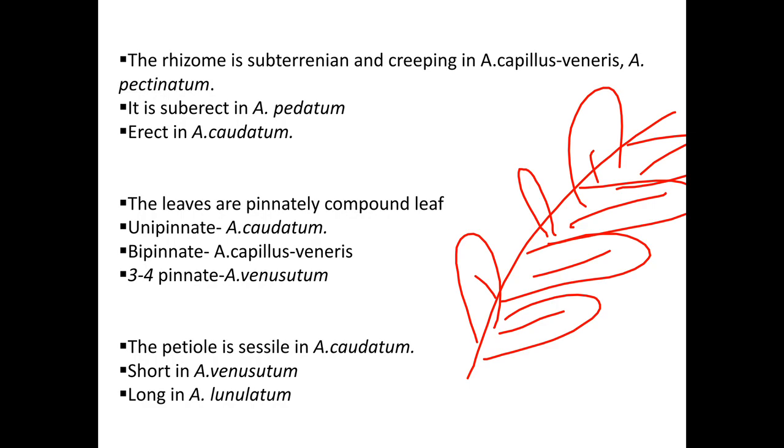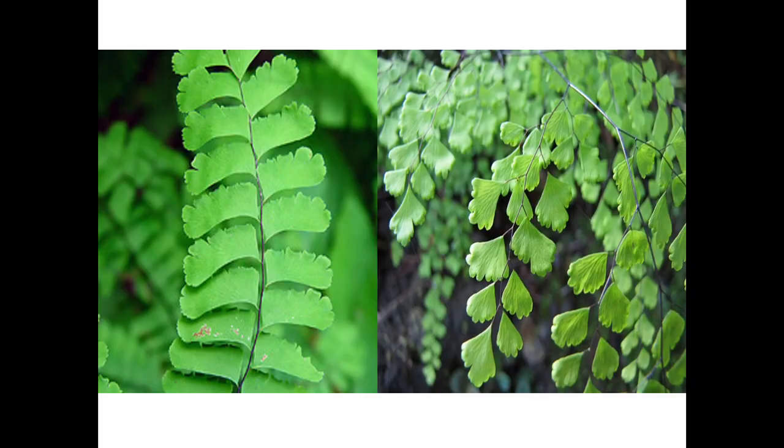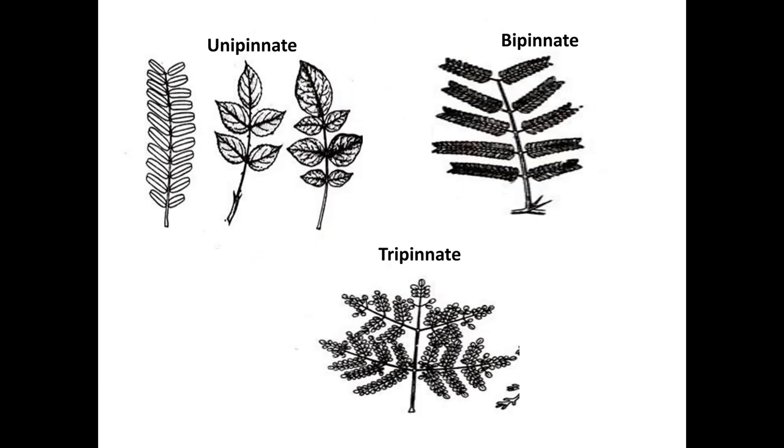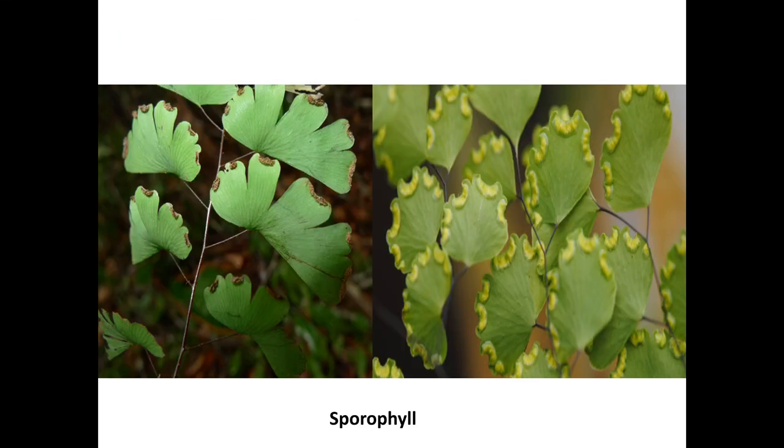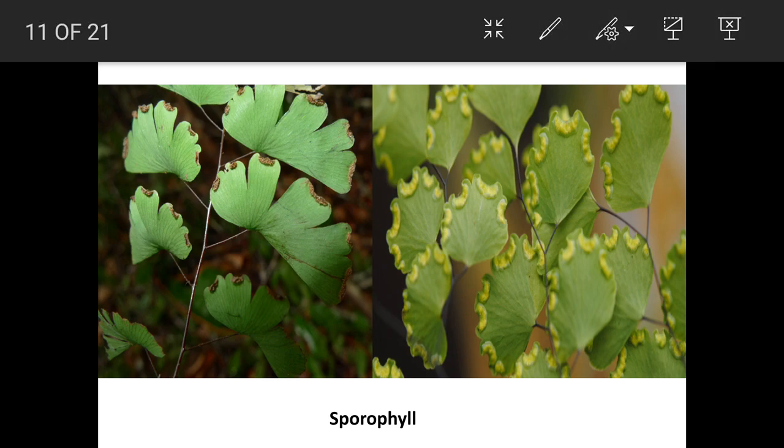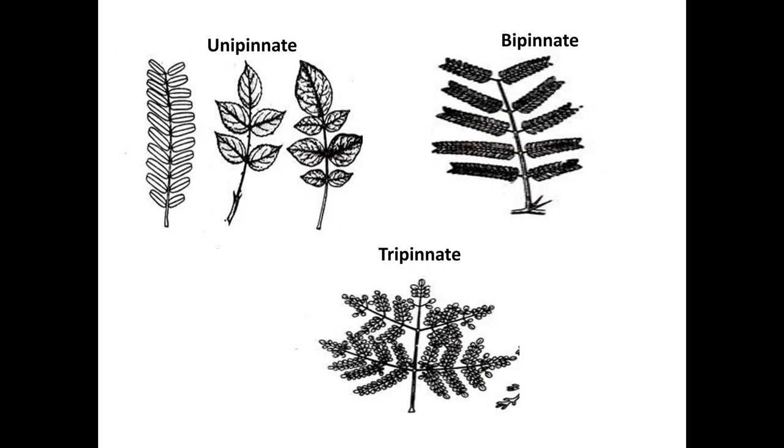In the next slide, I am going to tell you what these unipinnate, bipinnate, and 3 to 4 pinnate leaves are. You will find in this slide unipinnate leaves, bipinnate leaves, and tripinnate leaves. Unipinnate leaves means you can find here. I'll tell you, I am going to take the previous slide here.